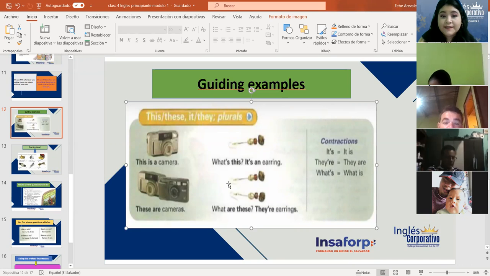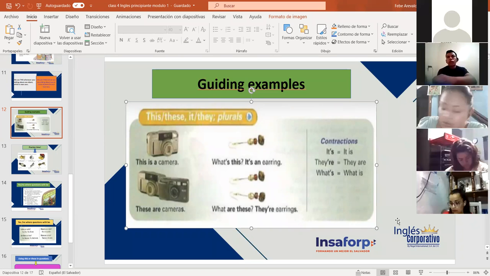Okay, notice the difference. In the first one, I'm using is because it's only one. In the second question, I'm using are, my verb to be are, because we are in plurals. We have more than one camera, right? Let's check the pronunciation of this one.